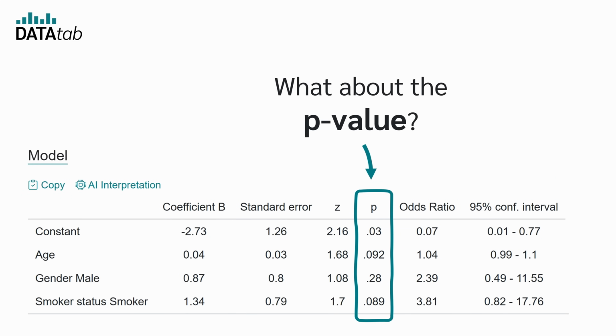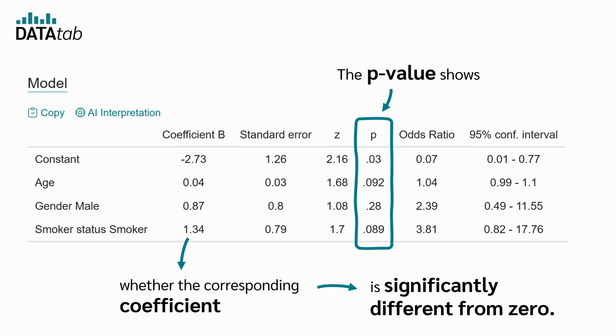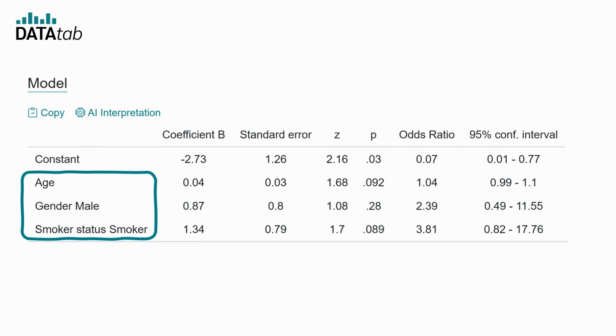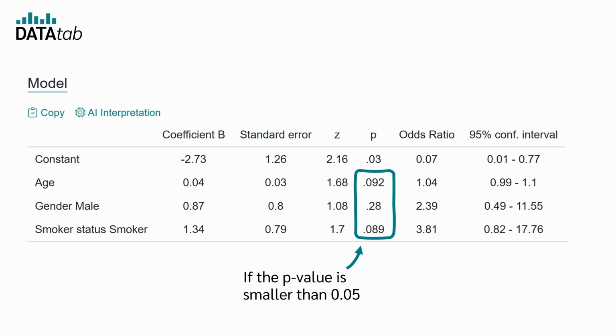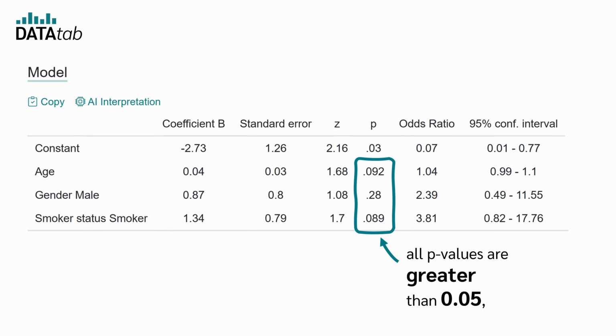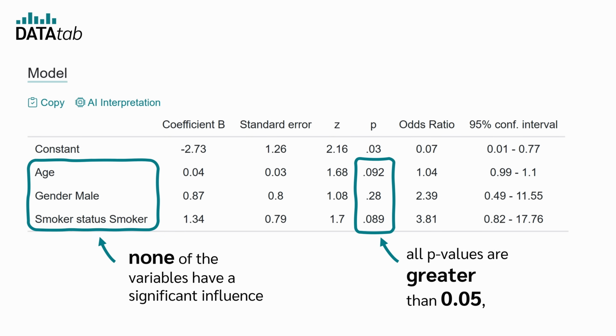Okay, but what about the p-value? The p-value shows whether the corresponding coefficient is significantly different from 0. In other words, it tells us if a variable has a real influence or if the result could just be due to chance. If the p-value is smaller than 0.05, it means the difference is significant. In our case, all p-values are greater than 0.05, indicating that none of the variables have a significant influence.